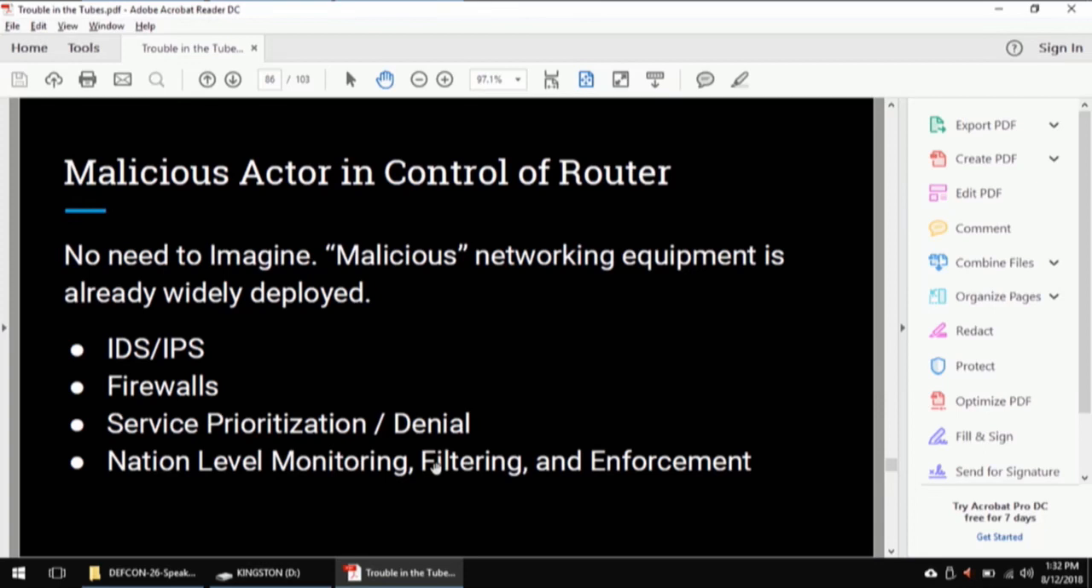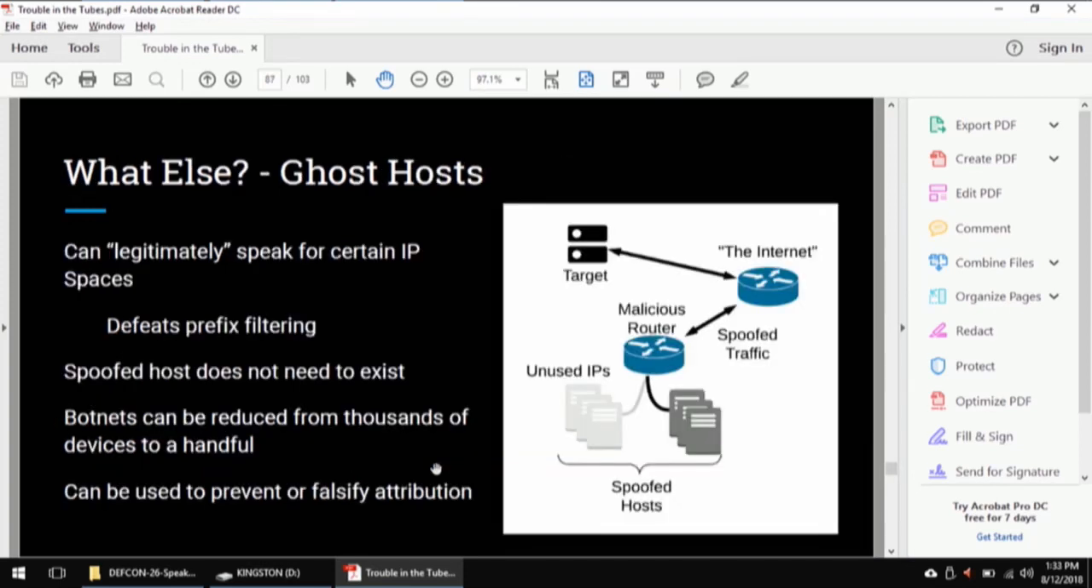Corporations are already doing it. My cell phone provider is blocking my VPN access for some reason. We already see this in action. But what else can we do?